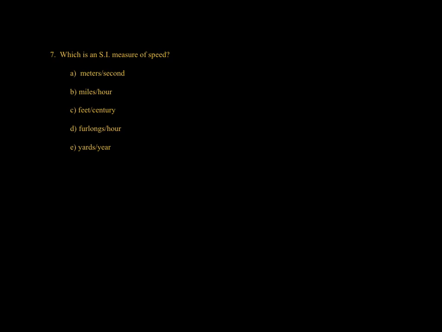Which of the following is an SI measure of speed? Well, you have to remember what the SI units are. Any combination of a measure of distance that is related to meters divided by any measure of time could be considered an SI measure of speed. The only one of these that would fall into the SI measures is meters per second, because all of the other measurements, miles, feet, yards, furlongs, those are not related to meters, and therefore they wouldn't be considered SI measures.